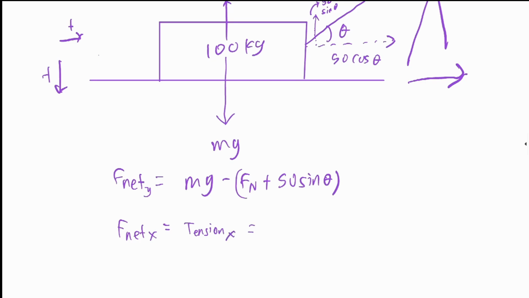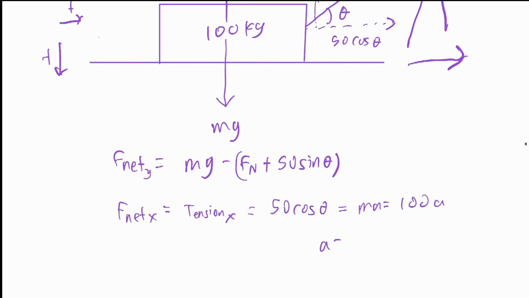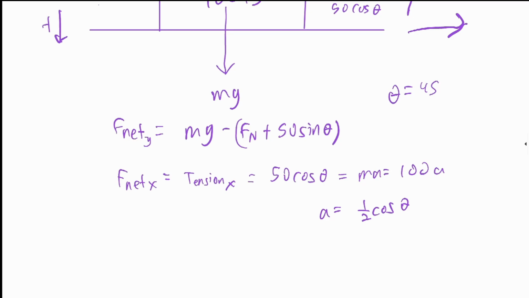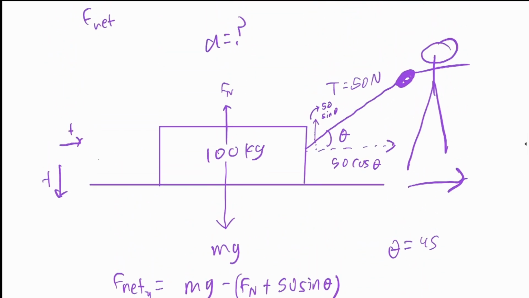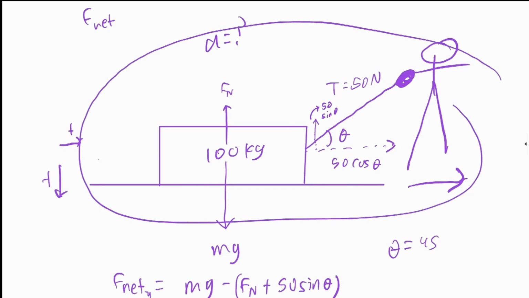X direction, which is just equal to 50 cosine theta, right? There's no friction here, so we don't have to have a minus F_fr and do all those things. And we just set that equal to ma, which is equal to 100 kilograms times the acceleration. And of course, acceleration in this case would just be 1/2 cosine of theta, for whatever theta you're given. If theta was equal to like 45 degrees, well, this would just be root 2 over 4, okay? But none of that's really important. The important thing you have to get here is how we got the free body diagram.